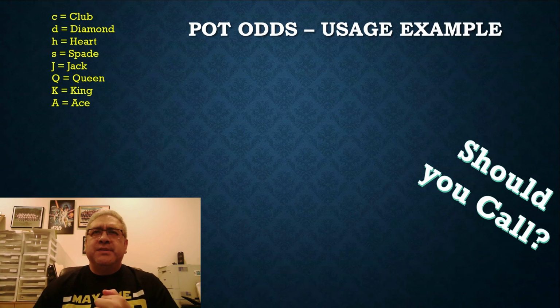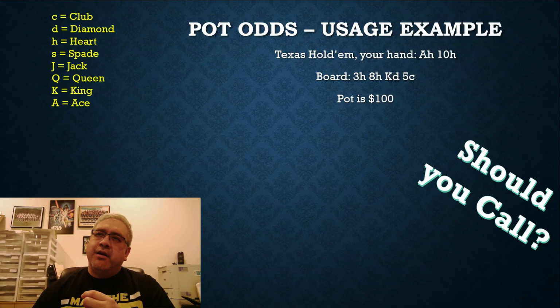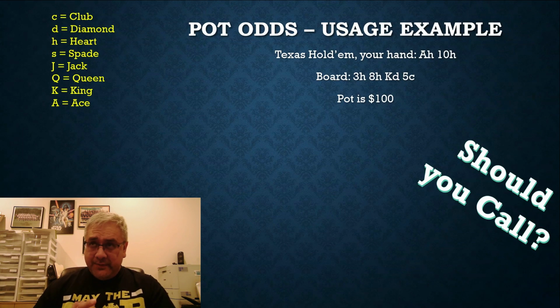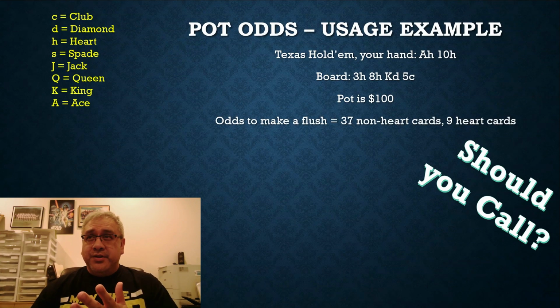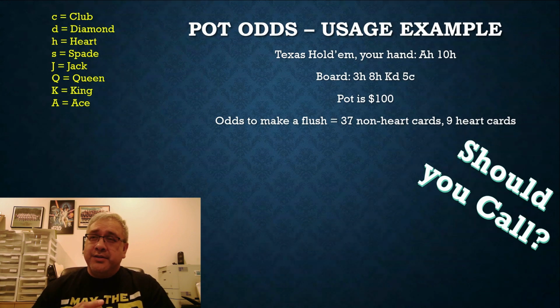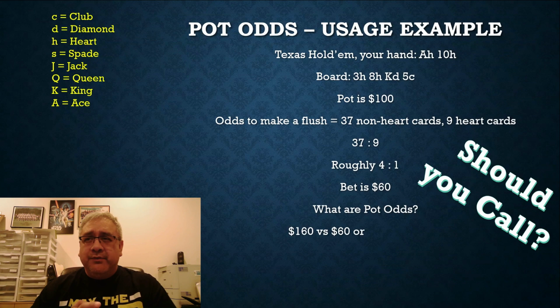All right, so let's get into a specific example. Here we've got a hand of Texas Hold'em where you've got ace of hearts, 10 of hearts, and a board showing a 3 of hearts, 8 of hearts, king of diamonds, 5 of clubs, and you've got $100 in the pot. Now, you're going for a flush. Since you've got 2 hearts on the board and 2 hearts in your hand, you're going for the nut flush. What are the odds of you making your flush? Well, you've got 37 cards that are not hearts, and 9 cards that are hearts. So you've got a ratio of 37-9, which if you do a little simple division, 37 divided by 9 gives you roughly 4-1.